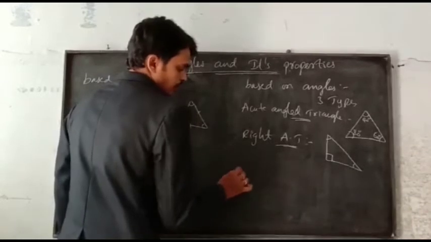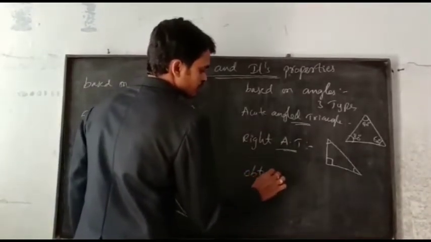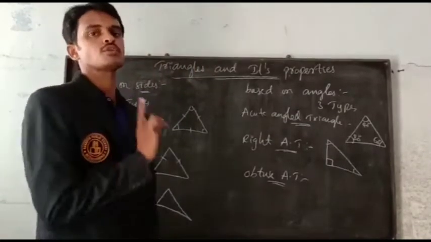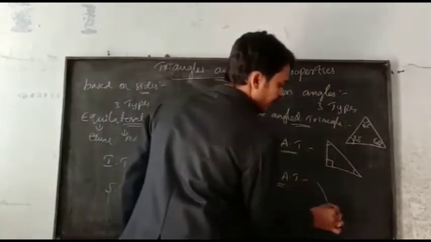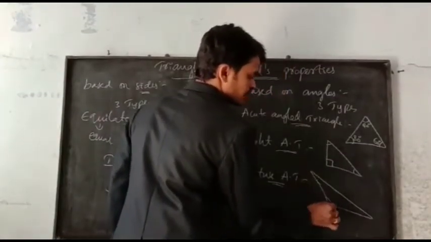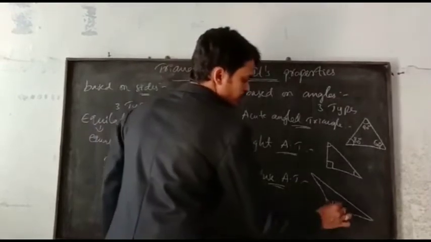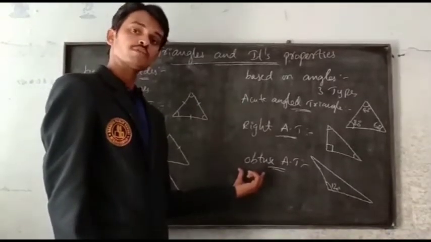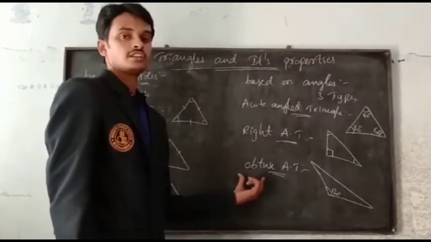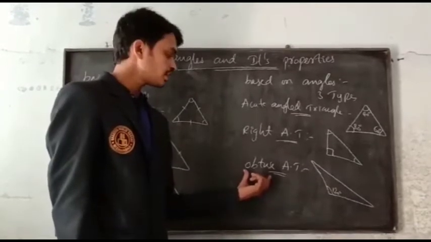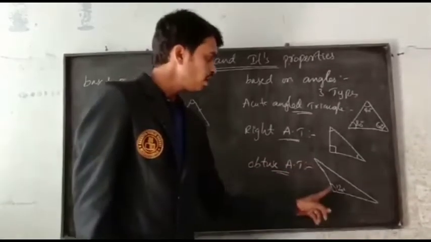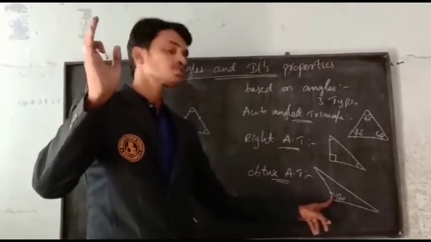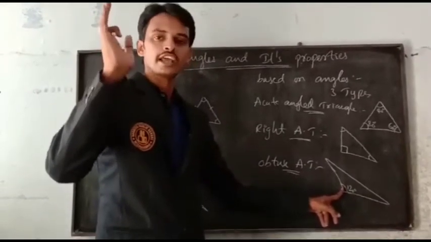Now the third one is the obtuse angled triangle. In a triangle, if only one angle is an obtuse angle, then it is called an obtuse angled triangle. For example, this is 120 degrees. Obtuse is nothing but an angle between 90 and 180. So if in a triangle one angle is between 90 and 180, then it is called an obtuse angled triangle.